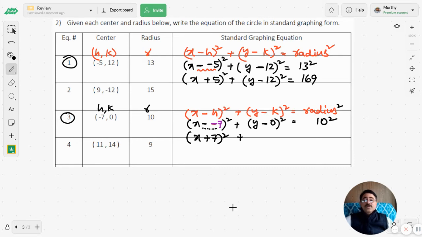What is y subtract 0? If you take away 0, like 5 minus 0, it's 5. 6 minus 0, 6. 10 minus 0, it's 10. So if you take away 0 from any number, you get back the same number. Right? 10 square equals 100. That's it.